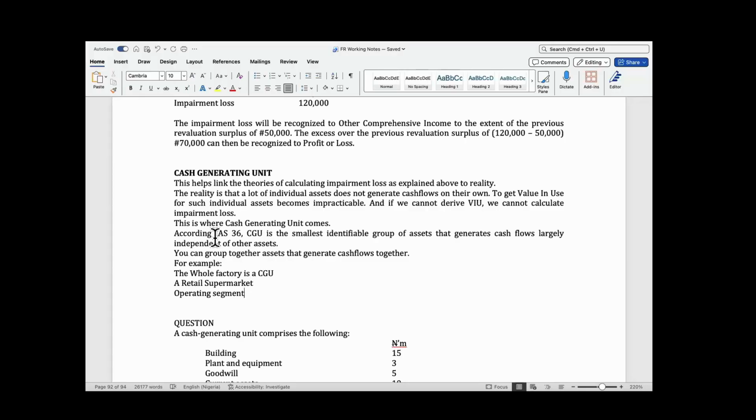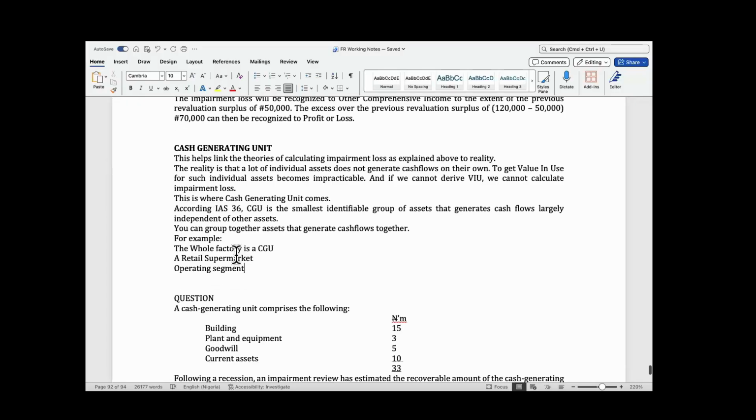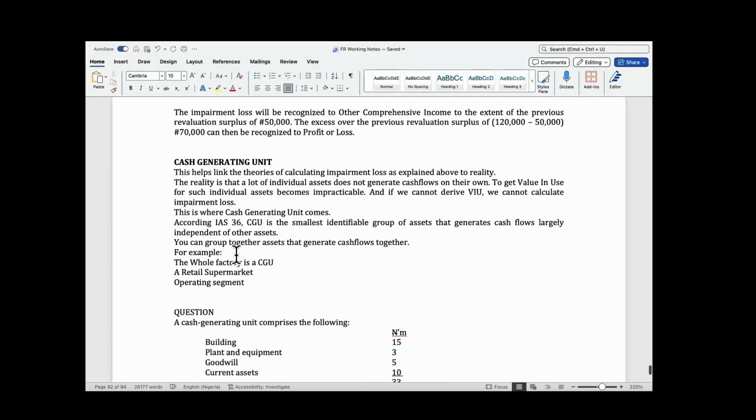And assets don't make money individually. It's collective. It's the business. All the money that is made is attributable to the business. So in most cases, even in your exam, you might find them giving you a whole business, and when they give you a whole business, you need to see that as a CGU. On that basis, you are then able to calculate value in use, and then you can calculate impairment loss.